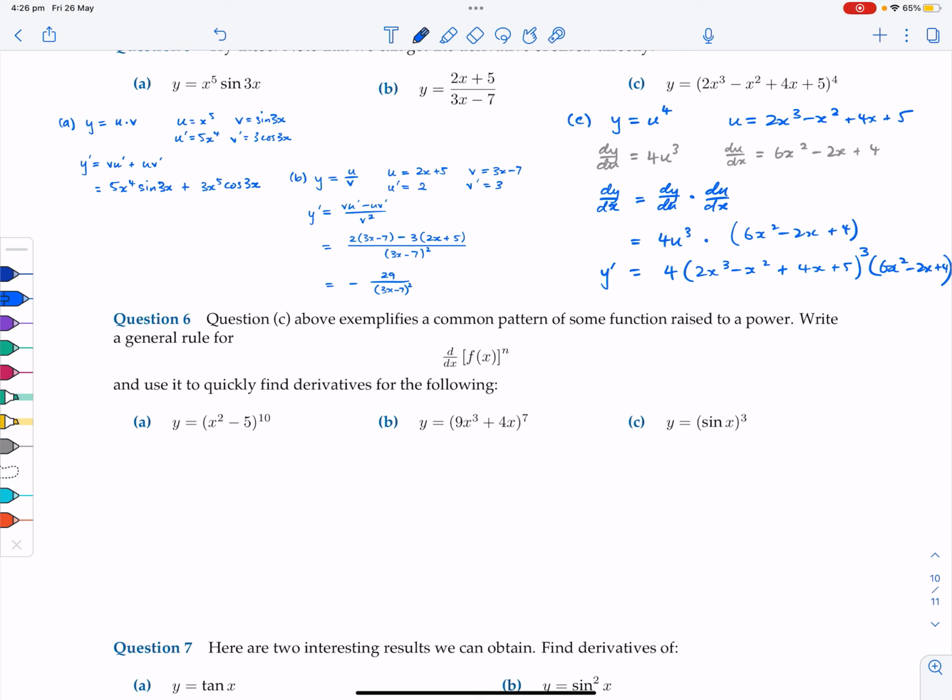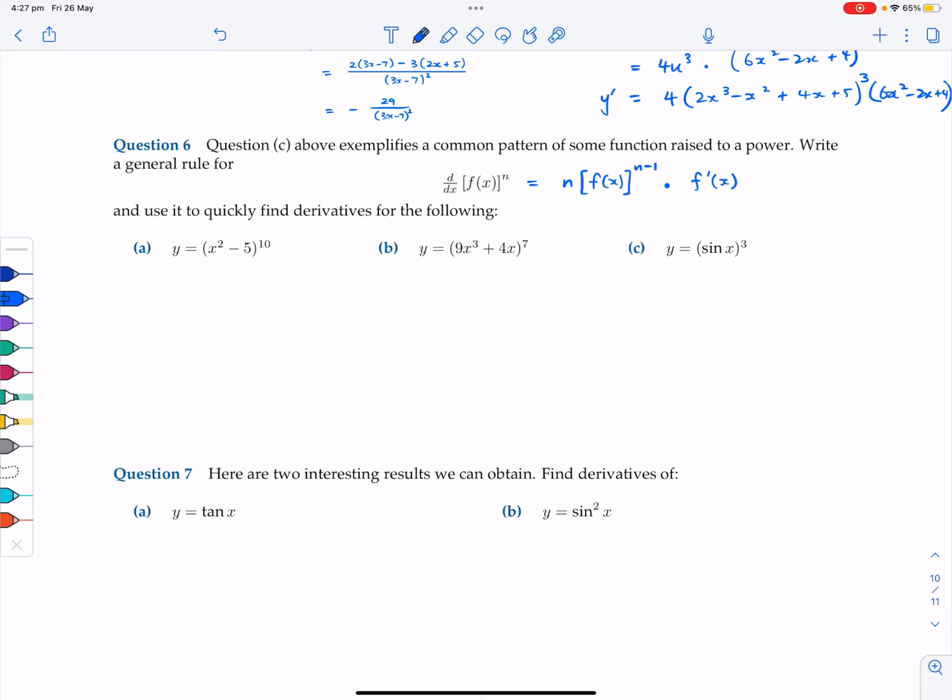All right, question C above exemplifies a common pattern. We've got some function raised to a power. So the derivative of that is n times f of x to the n minus 1. So it's the same function raised to just a lower power and then multiplied by the derivative of what's inside. So this looks complicated, but it actually means we can apply these things quickly.